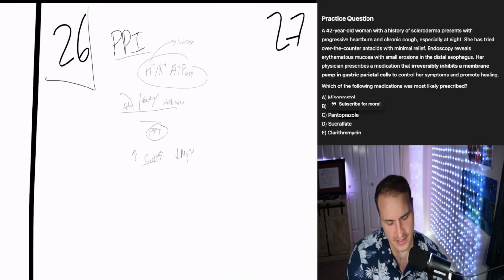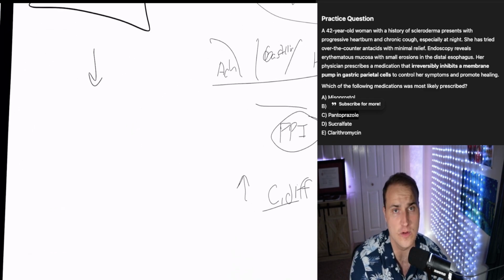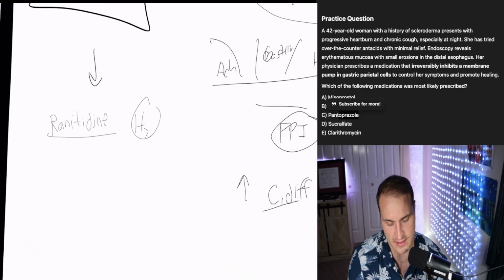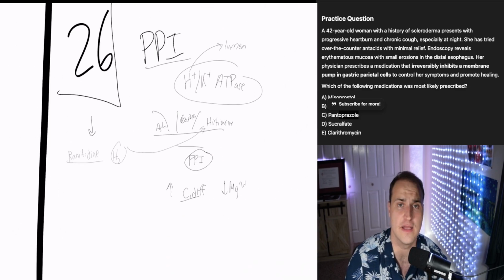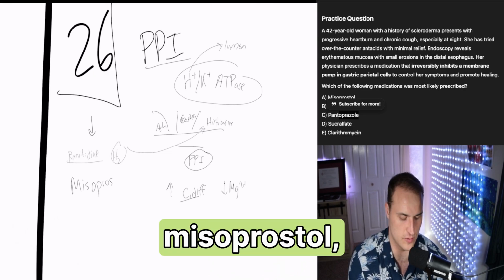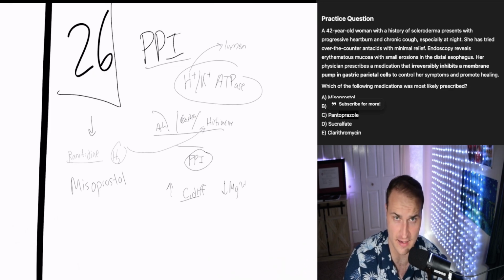Now, what you have to look out for, though, with other topics is that an answer choice could be ranitidine, and that is a histamine 2 blocker, kind of like how we talked about there are other things upstream. That's reversible. It's less potent. It might also give you some other options like misoprostol, which is a prostaglandin analog, and that protects against NSAID-induced ulcers.